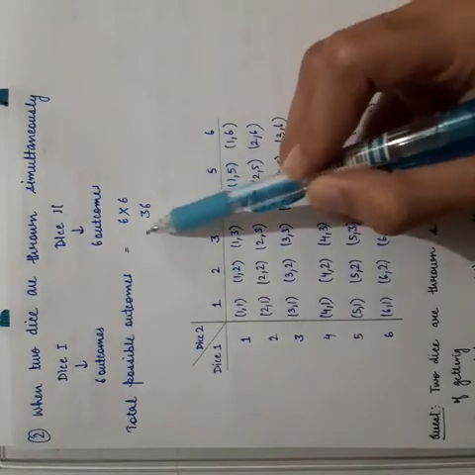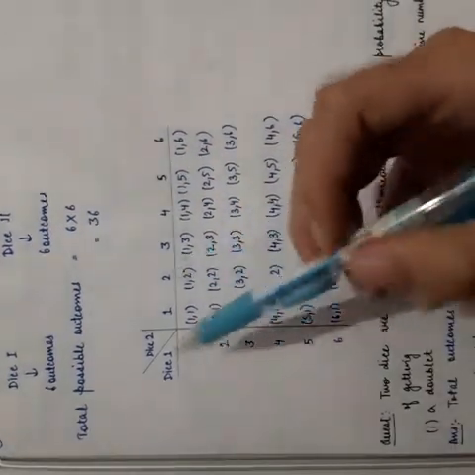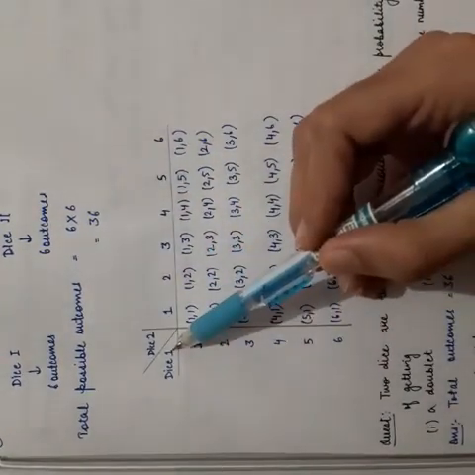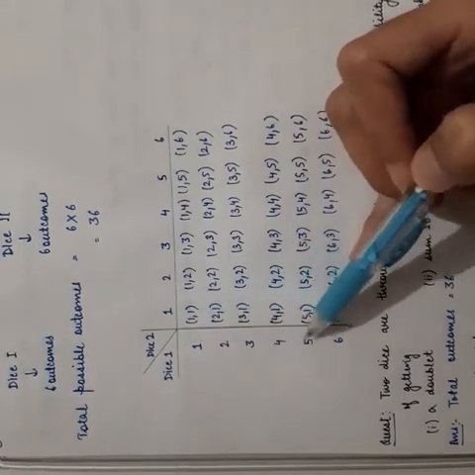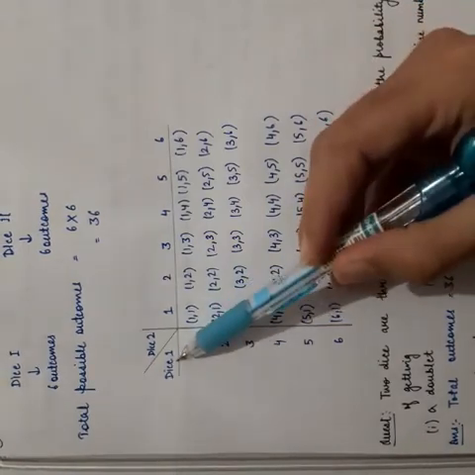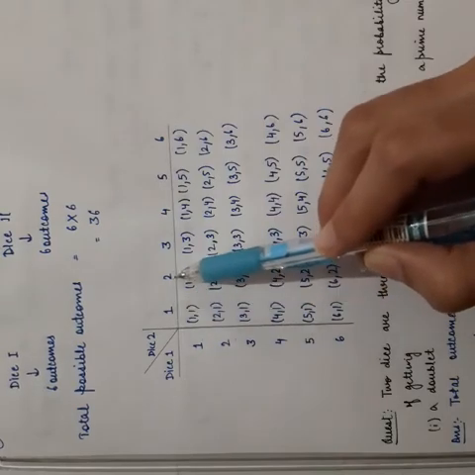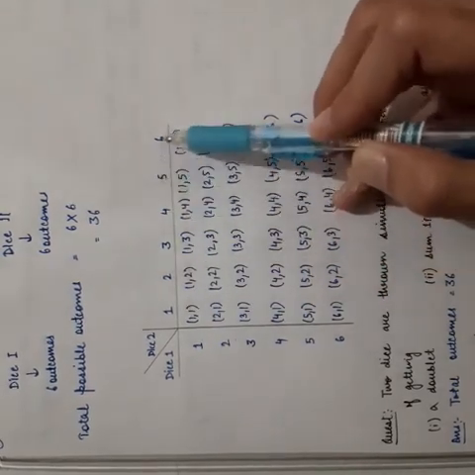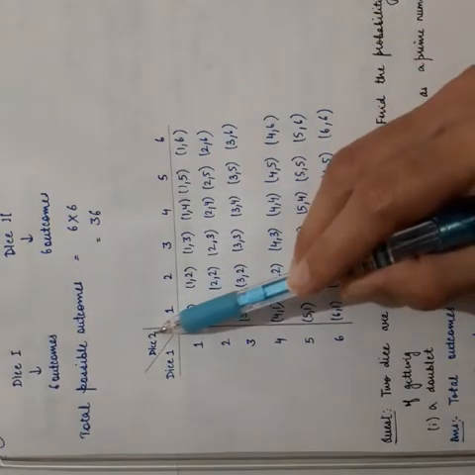Now, how these 36 outcomes are possible, we will see through this table. We have written here dice 1, which can give you either 1, 2, 3, 4, 5, or 6. These are the values which you can get from the first die. In the same way, dice 2 can give you the values 1, 2, 3, 4, 5, or 6. Six possible outcomes are there from the second dice also.